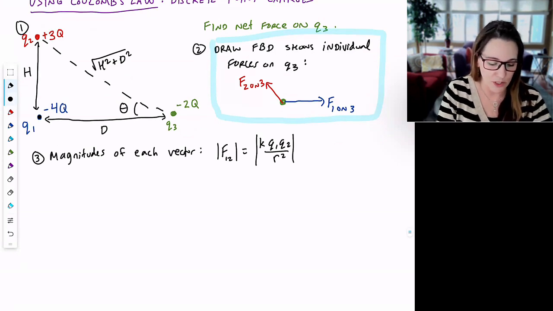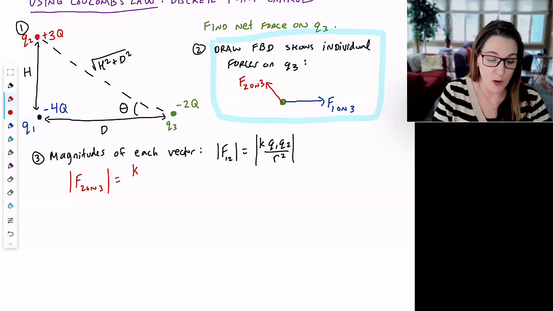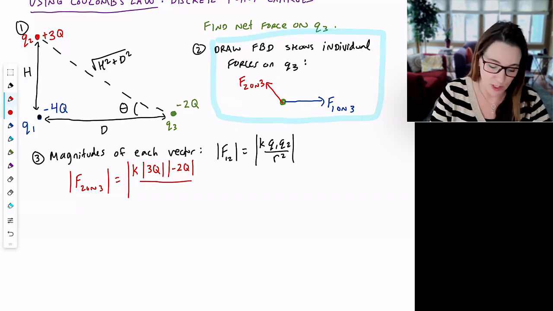And so the magnitudes of each vector here, the magnitude of the force 2 on 3, and I'll keep my color coding going. So the magnitude of the force that 2 exerts on 3 is simply going to be equal to K times Q2 times Q3. So I'm going to put here, again, it's magnitude, so I'm going to say absolute value of 3Q times the absolute value of minus 2Q. So that negative's going to go away, all over the distance between them squared. So I'm going to get the square root of h squared plus d squared, squared.